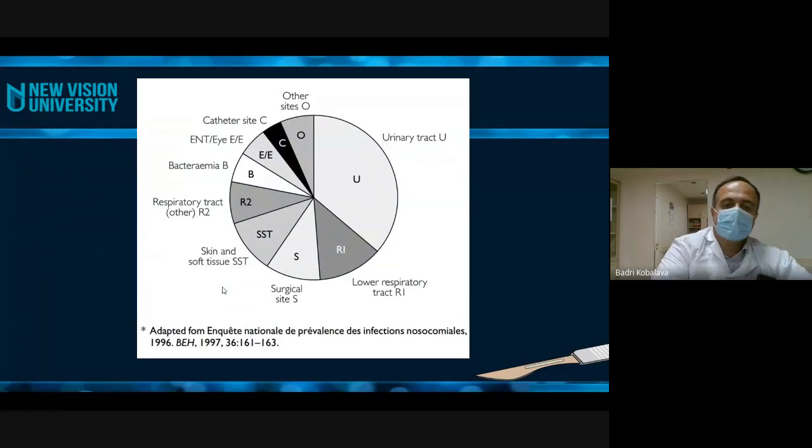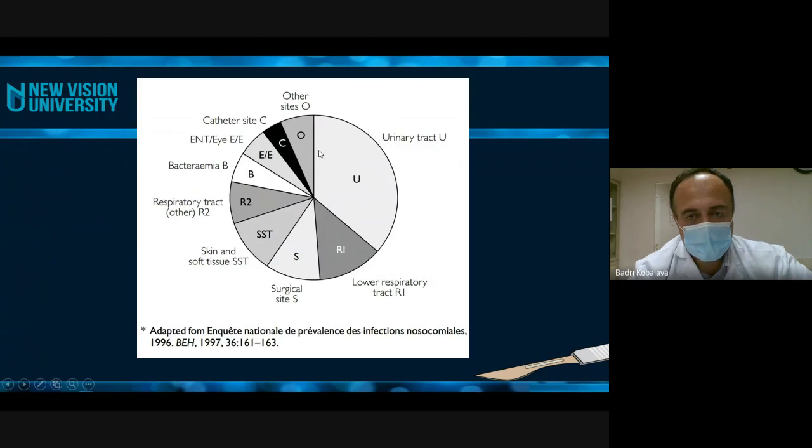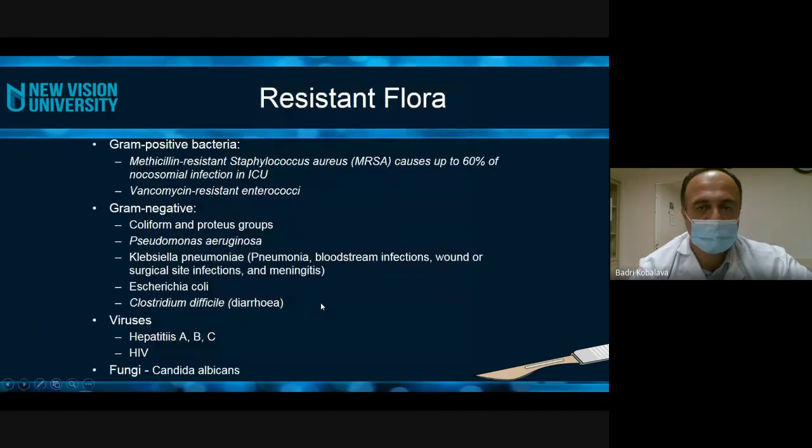So this is the redistribution of the sites of nosocomial infection, and look at it. The main part is urinary tract infection or respiratory tract infection, surgical tract infection, skin and respiratory tract infections. So upper respiratory tract and lower respiratory tract infection. Other kinds of infections are rare.